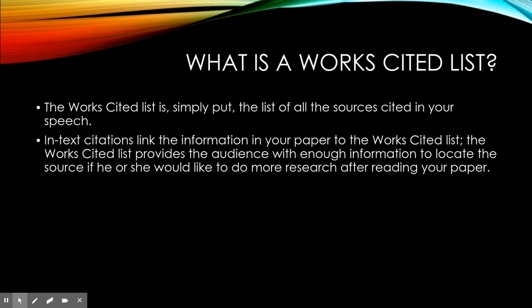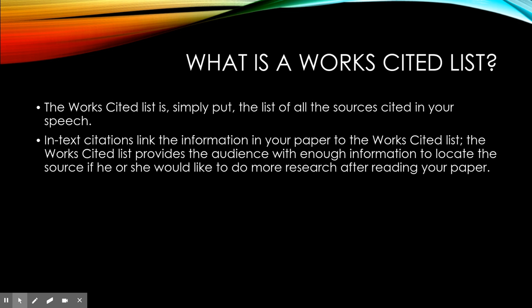So quickly, the works cited list is, as the name might indicate, the list of works that you cited in your paper. There are two parts to citation in MLA format, and this is also true in APA and most other citation styles. We'll focus on MLA for now: the in-text citation and the works cited list.